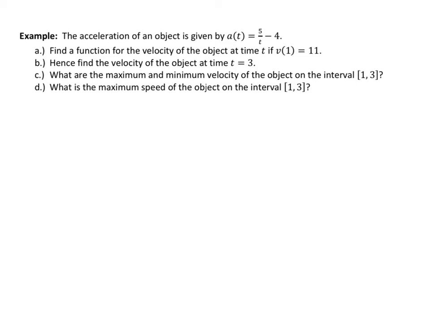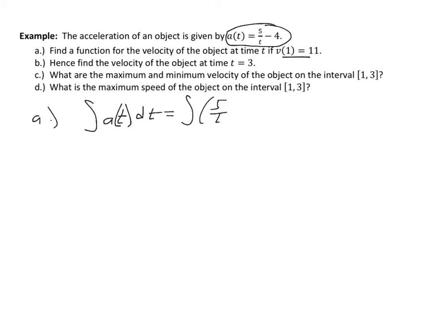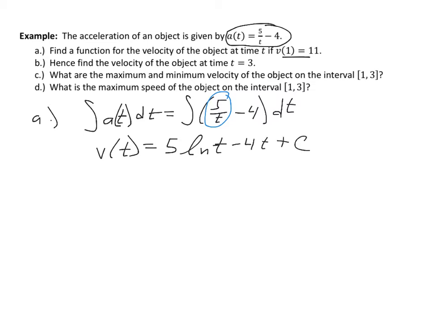So we're given the acceleration of an object. Find a function for the velocity of the object at time t. This is really the same thing as in the previous problem. I'm going to take the antiderivative of a of t dt, which is equal to the antiderivative of 5 over t minus 4 dt. The left-hand side is going to be v of t, yay, velocity function. The velocity function is the antiderivative of 5 over t. This is one of our special ones. This is going to be 5 natural log t minus 4t, and then we still have our plus c.